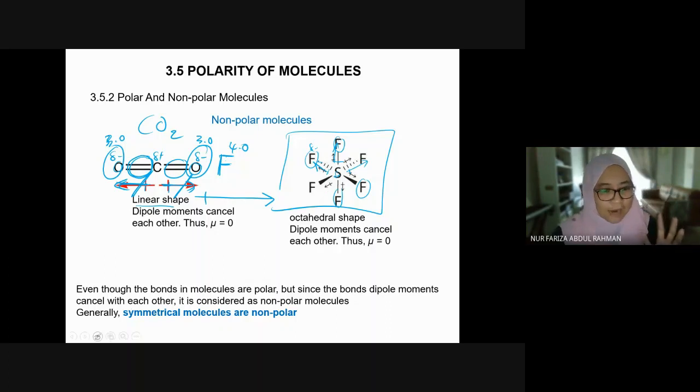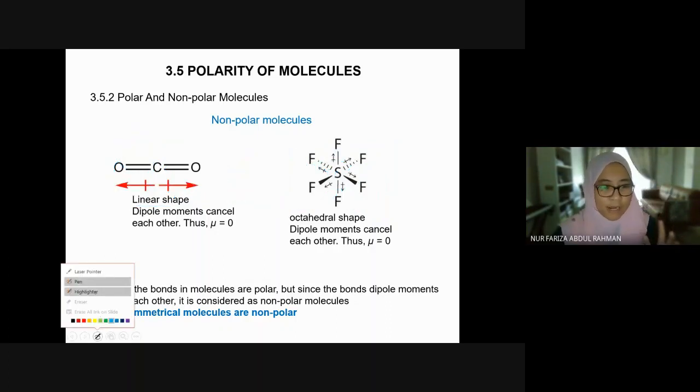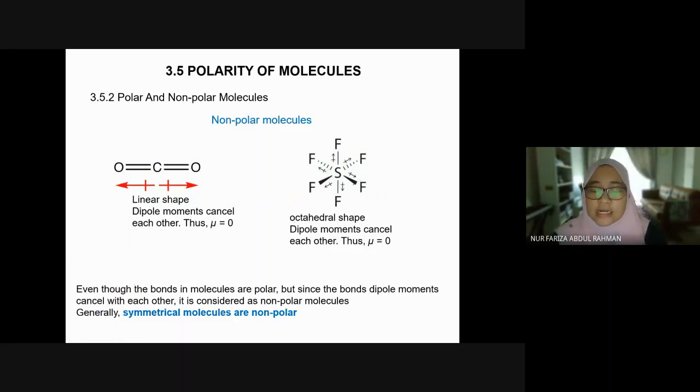So how do we decide whether this molecule is polar or non-polar? The answer is this is a non-polar molecule. Why? Imagine this is pointing towards F, and this one is pointing towards F. This is in a straight line, right? So it will be cancelled out, guys. This one and this one are also cancelled out because they are in a straight line. This one and this one are also in a straight line, so they cancel out.